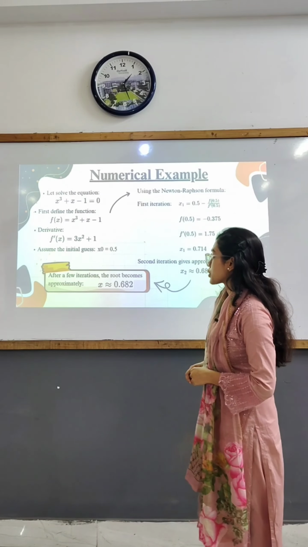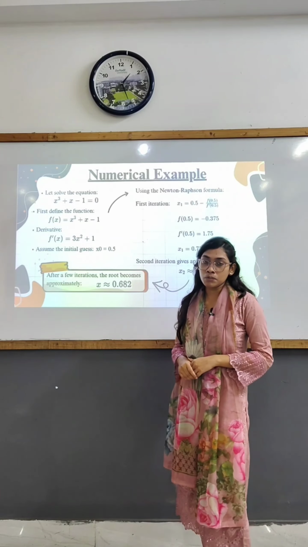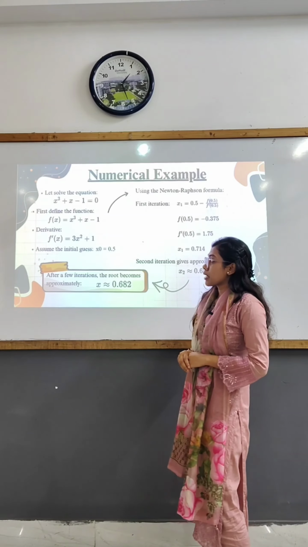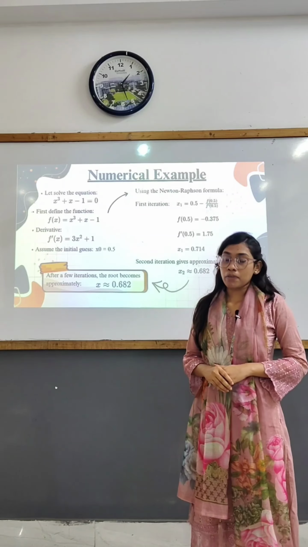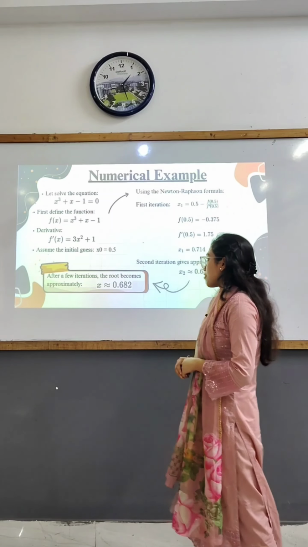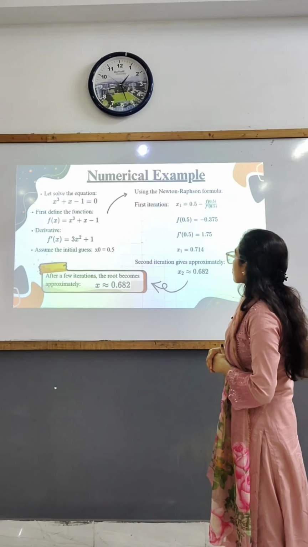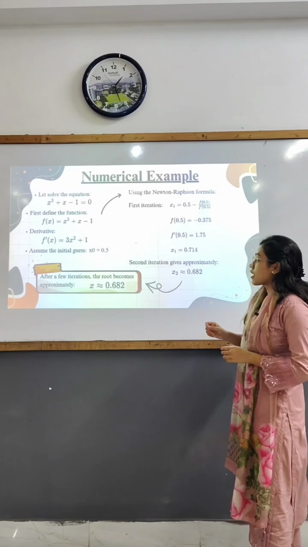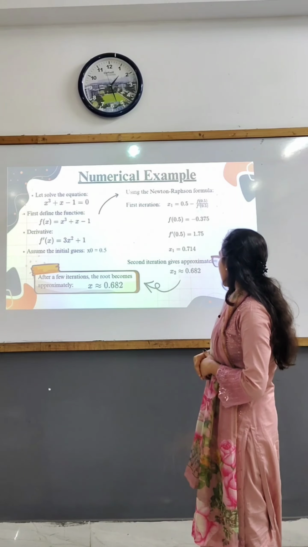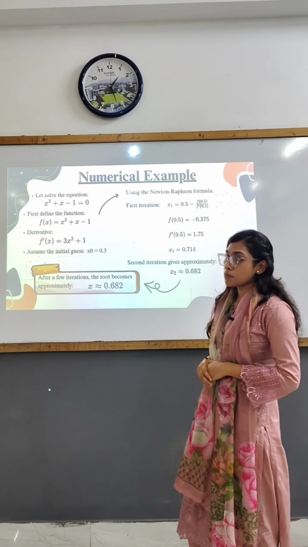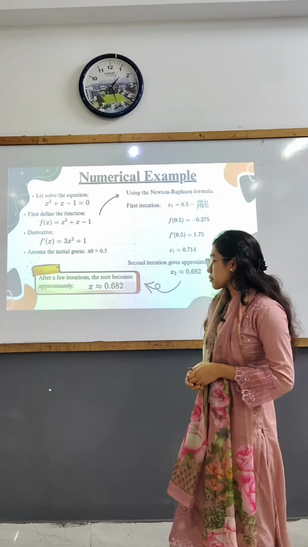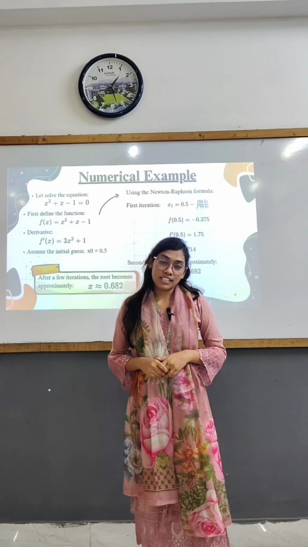Now let's solve the equation x cube plus x minus 1 equal to 0. First define the function f of x equal to x cube plus x minus 1. By differentiating it, we find f prime x equal to 3x square plus 1. Assume the initial value x naught equal to 0.5. Using the Newton-Raphson formula, in the first iteration we find x1 equal to 0.714 and in the second iteration we find x2 equal to 0.682. After a few iterations, the root becomes approximately x equal to 0.682.